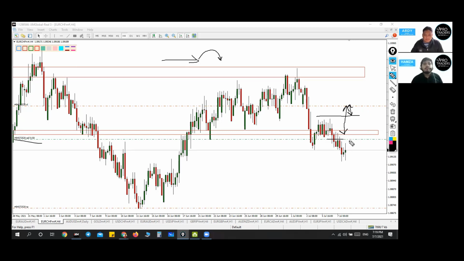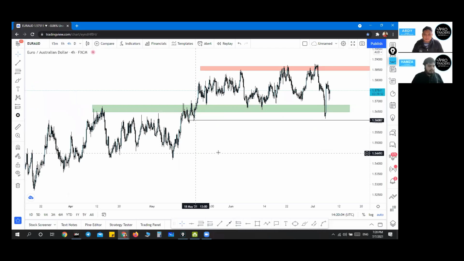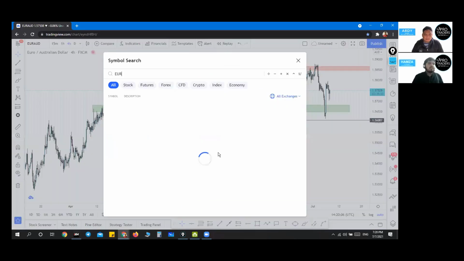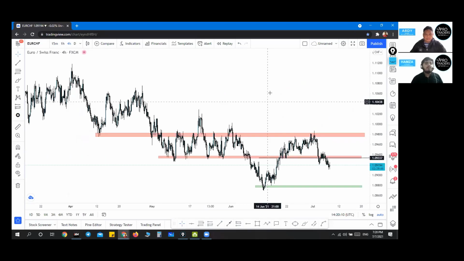So this position is in some little profit. The final target is this support. So let me show you the reason why I took this trade, just very quickly on the Euro Swiss. So yep, here we are.